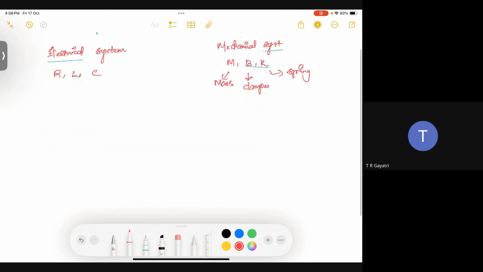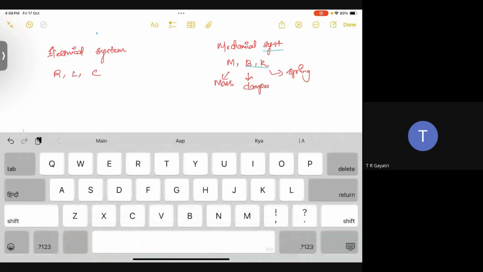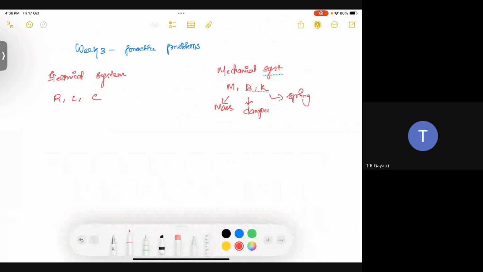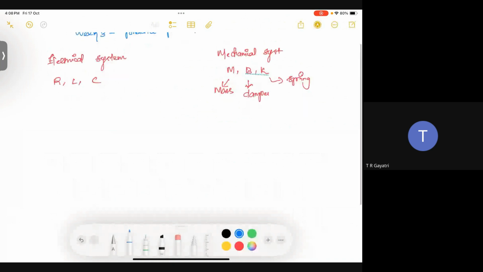So when you want to write a force balance equation or any simple free body diagram for obtaining the transfer function, the first thing you consider is force, for writing the force balance equations.